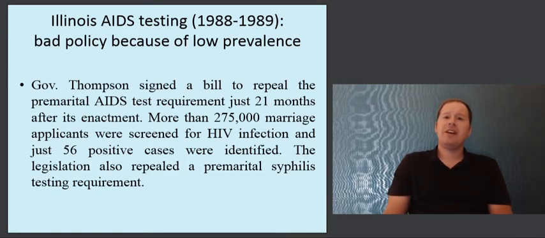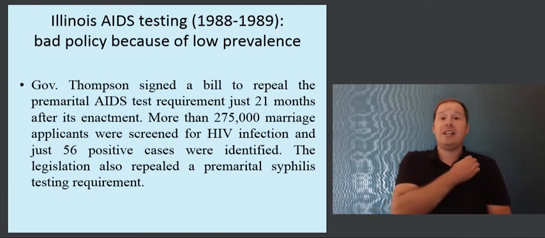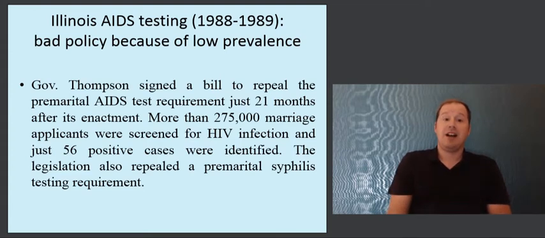In fact, this scenario is very common, that people mistake the ability and the accuracy of testing to give us confidence in being able to screen for conditions. Take the Illinois AIDS testing scenario from 1988 to 1989. Governor Thompson signed a bill allowing for mandatory AIDS testing for all premarital couples proposing to get married. And only 21 months after that bill was passed, it was repealed. Why? Because out of more than 275,000 marital applicants who were screened for HIV, only 56 positive cases of HIV were identified. This out of 275,000.